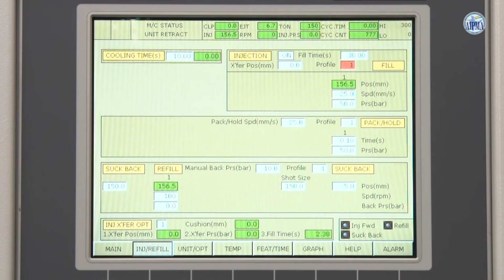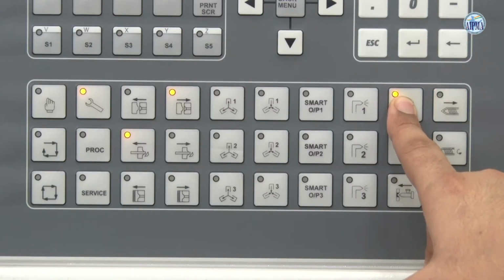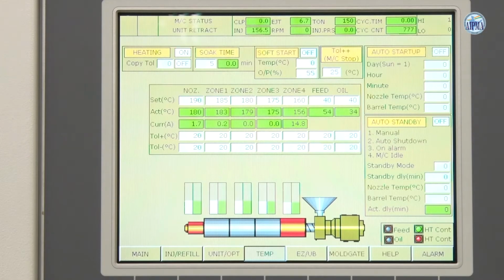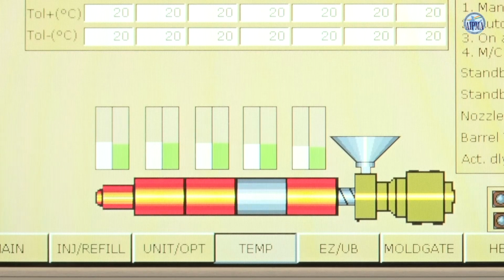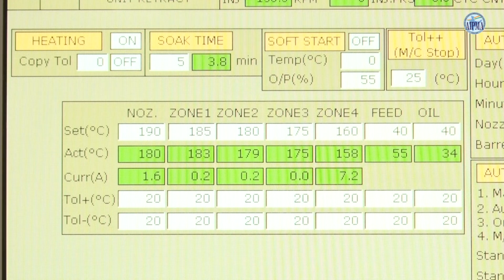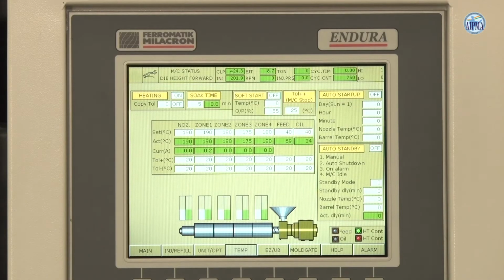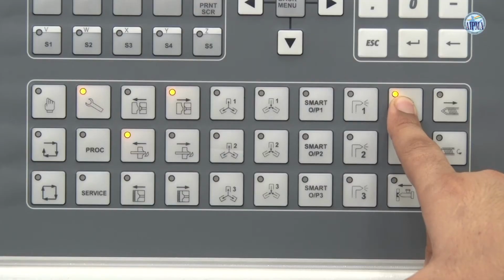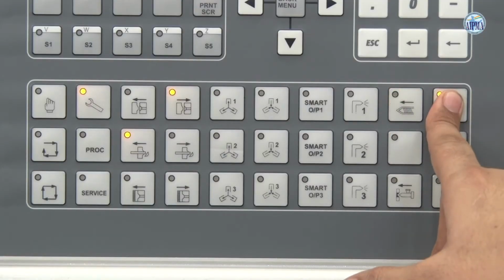Injection setup. On this page, we can set the parameters in injection molding machine for cooling time, fill time, pack and hold time, shot size, screw speed, etc. Temperature setup. We can set temperature as per requirement in this page to melt the material. Keypad is used to perform different functions and to enter the parameter values.